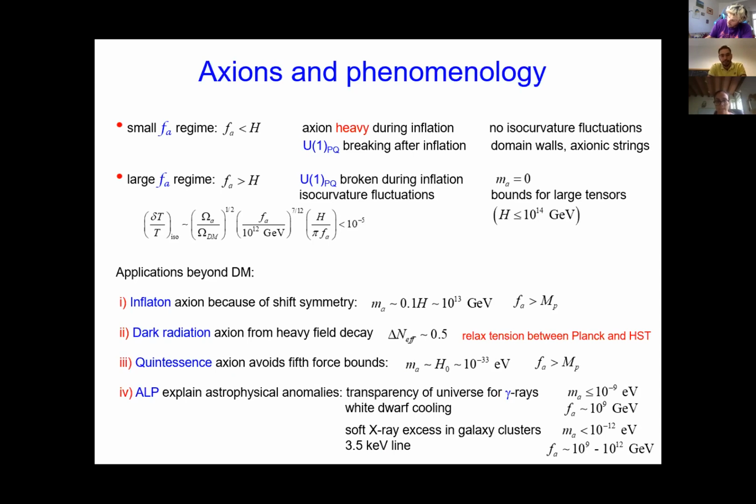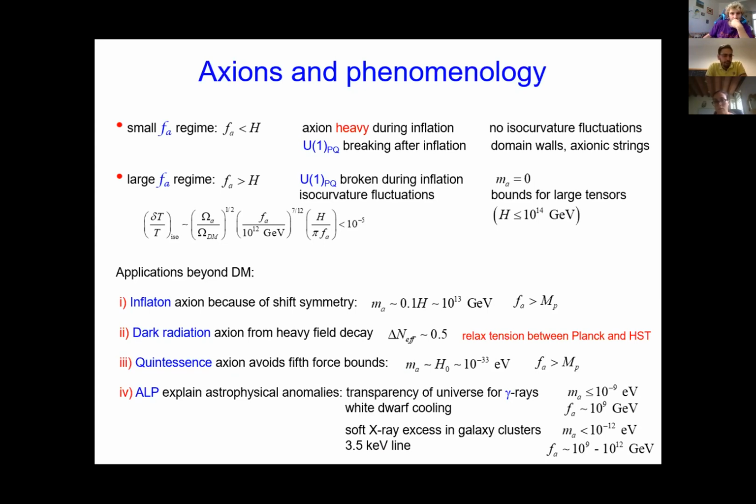And the nice thing is that CMB observations like those from the Planck collaboration constrain the amount of isocurvature perturbations quite well. And so you see that there is a combined bound which involves the axion decay constant and H. Well, H, for example, we know nowadays cannot be larger than something of order 10^14 GeV from the non-observation of primordial gravity waves.